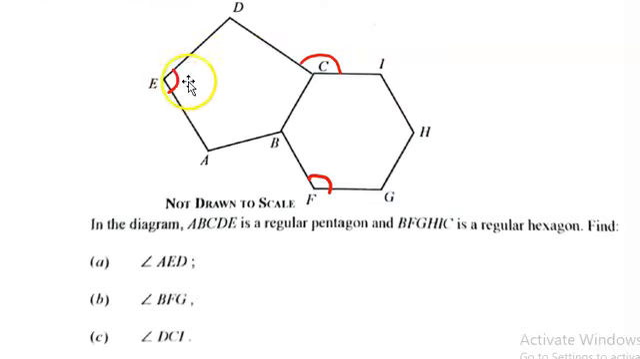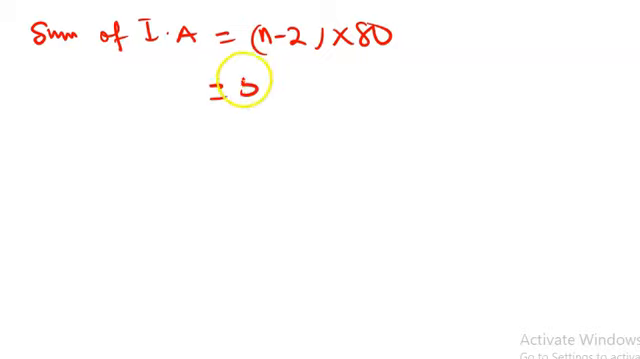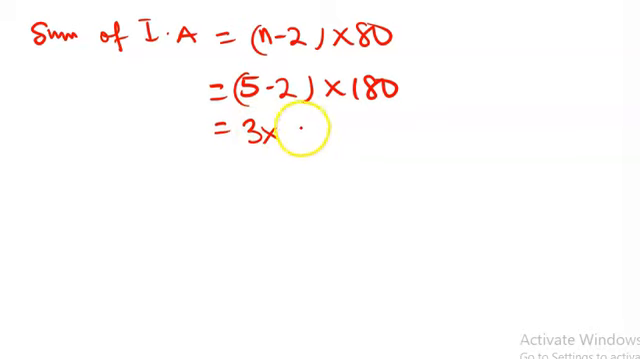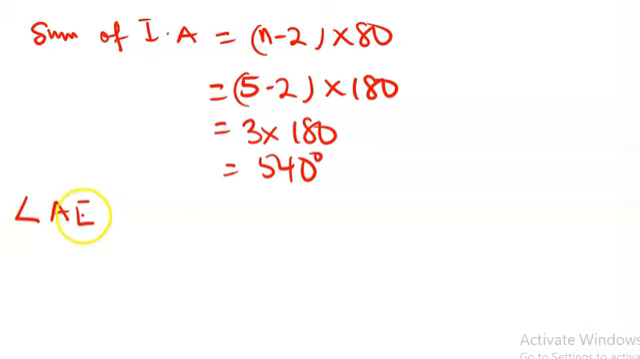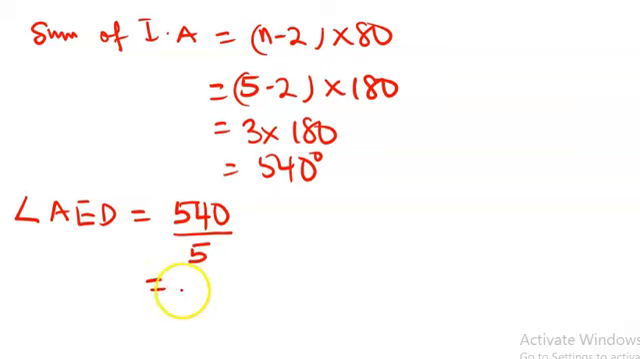Now the first one, we are looking at the pentagon. So if it is a pentagon, then n is 5. So (5 minus 2) times 180, which is 3 times 180, and we get 540 degrees. And as I said, if you want to find angle AED, then we divide this total angle by 5. So 540 divided by 5 gives us 108 degrees.